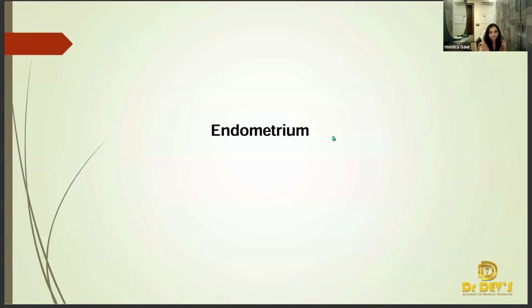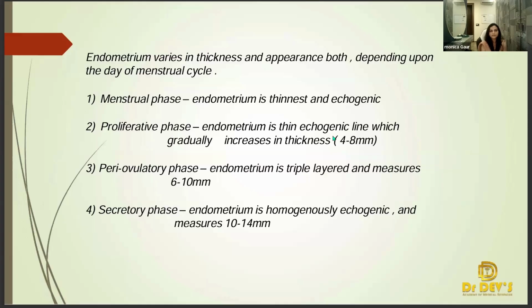Now a quick view about the endometrium. Endometrium varies in thickness and appearance both. Endometrium is nothing but filled with glands. So of course the thickness and the echogenicity of the endometrium will keep on varying in different days of the menstrual cycle. In menstrual phase, endometrium is thinnest, which is 1st to 5th day of cycle. First day is when the period starts. It is echogenic.